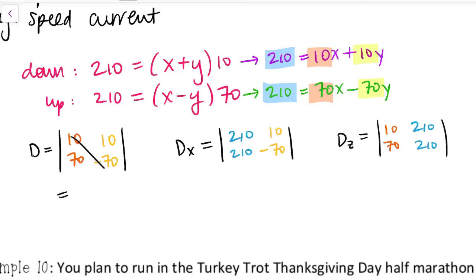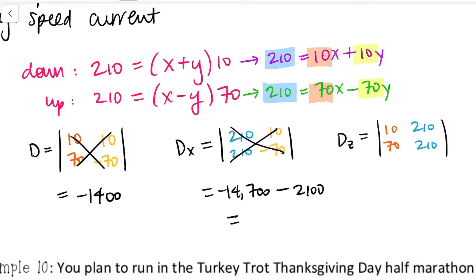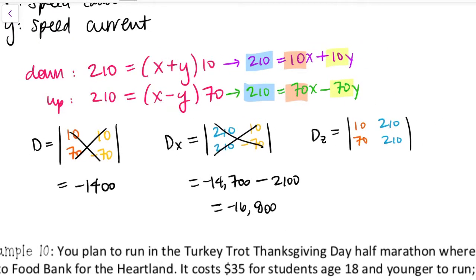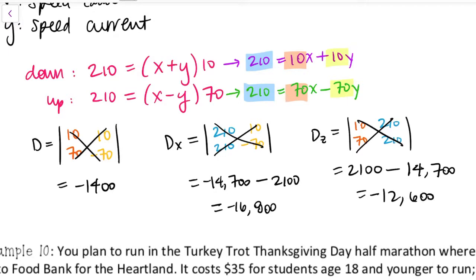So our D determinant is -700 minus an additional 700, so we get -1400. dx, we are going to multiply 210 times -70. We get -14,700. And we subtract, always subtract, 2100. So we get -16,800. It's okay if these are giant numbers. And then dy, we take 2,100, and we subtract the 14,700 in order to get negative 12,600.